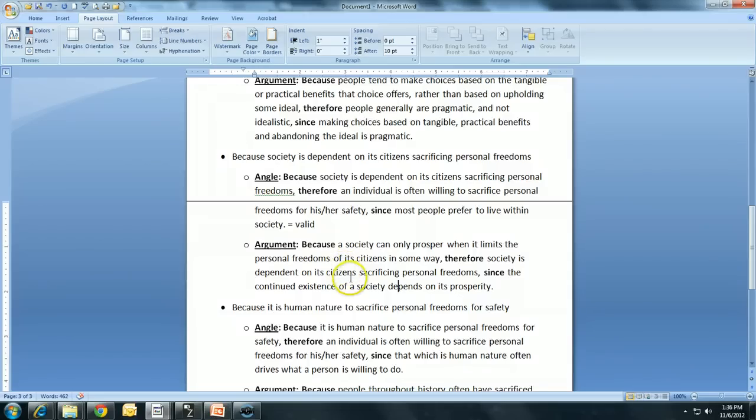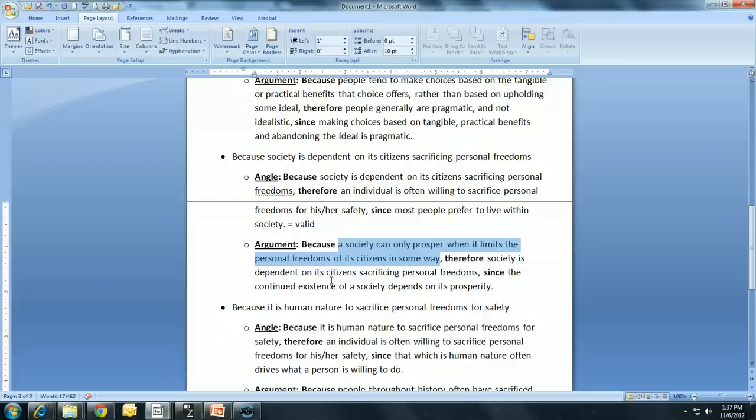Probably the main thing that I would need to argue, my warrant's pretty universal. I might have to argue that, but really, if I left that just as it is in my paper, if I explicitly stated my warrant, readers would just accept that. This is what I would need to prove, that a society can only prosper when it limits the personal freedoms of its citizens in some way. And that would not be very hard to prove.